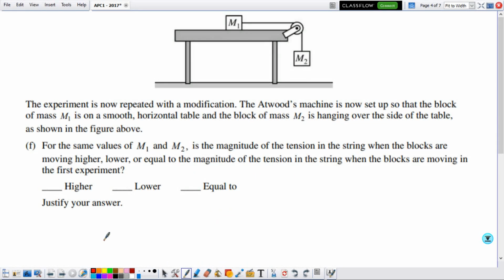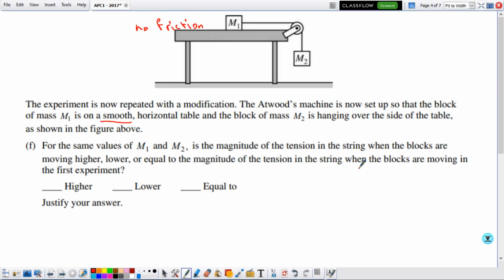Now on the next page, the experiment is repeated with a modification. So this is a modified Atwood machine. The Atwood machine is now set up so that the block of mass M1 is on a smooth horizontal table, and the block of mass M2 is hanging over the side of the table, as shown in the figure. Smooth means that here we have no friction, and still we're using the same pulley, which is ideal.